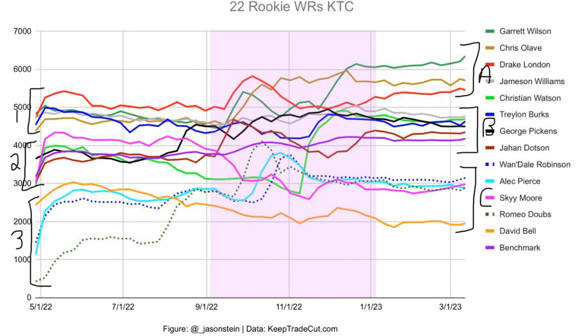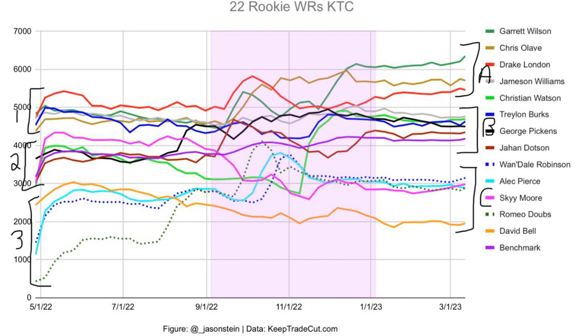So those 3 wide receivers, Wilson, Olave, and London, look like they're in a really good position. They're certainly the top of this wide receiver class right now as we see it, and their NFL prospects look pretty good from here. And you're seeing those in their prices from a KTC basis.